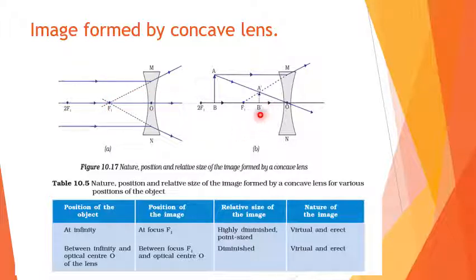Second is when the object is between infinity and the optical center of the lens. Somewhere between infinity and optical center, one ray goes parallel and diverges, the second ray passes through the optical center. Wherever they meet, we get the image there. It is again on the same side. It is small in size but not point size, and again it is virtual and erect, and depending on that is this table drawn over here.